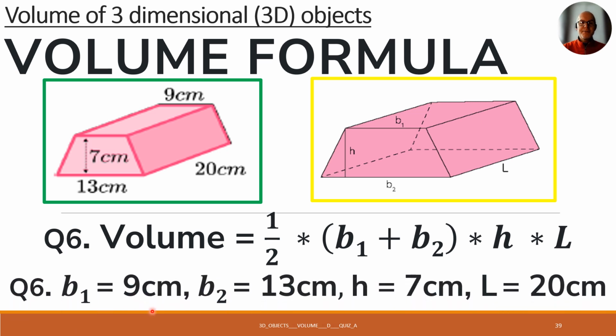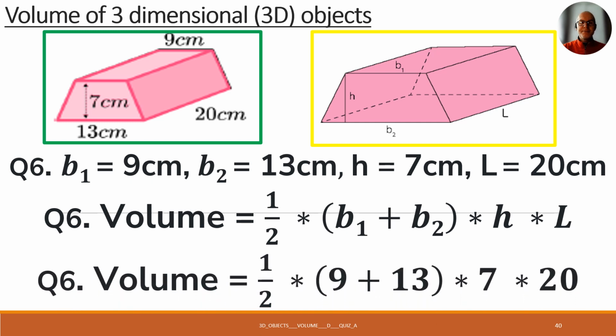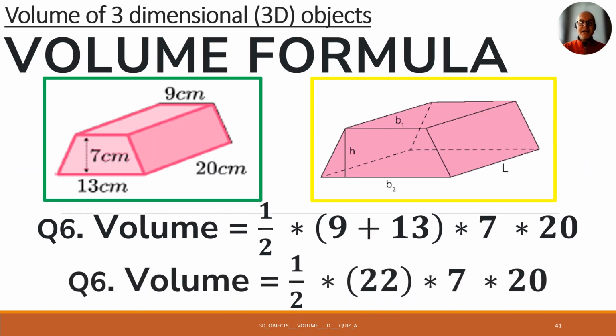So here's all our variables. B1, 9, B2, 13, H, 7, L, 20. Let's put them into our formula. So we have a half times B1 plus B2 times H times L. B1 is 9, B2 13, H 7, L 20. BODMAS applies, so let's do the things in the brackets first. So 13 plus 9 is 22.